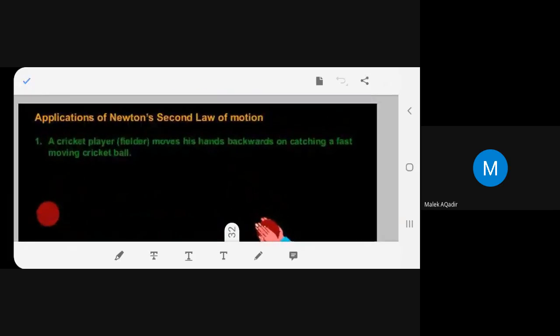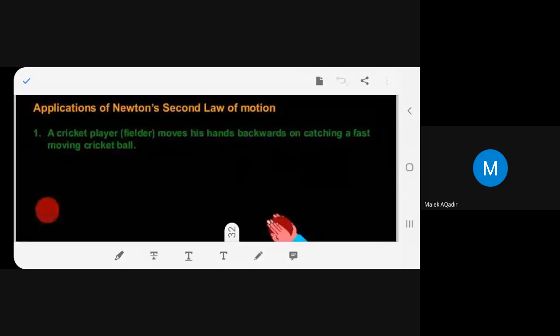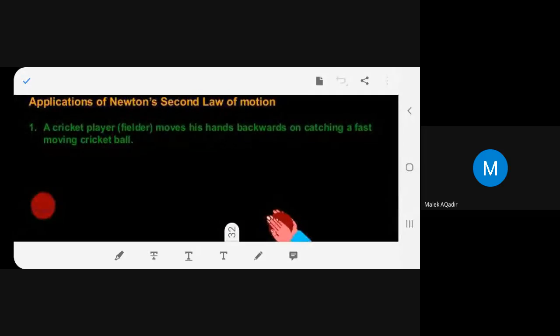Now we will see the applications of Newton's second law of motion. Yes, please continue, beta. Now Abdul Qadir can take up the charge, beta. Yes, ma'am. Begin. I was reading. Okay, you were reading. Okay, I'm sorry. Okay, continue, beta.